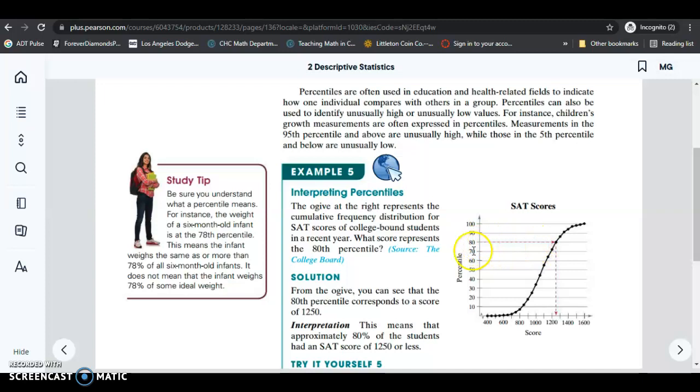But in any case, from the graph we can see that the score at the 80th percentile is approximately 1250. That's not a great way to determine the score that corresponds to the 80th percentile, because that can be very imprecise, depending on how you read the graph. But in any case, the solution is that from this graph you can see that the 80th percentile corresponds to a score of about 1250. So what's the interpretation of that? That's the important part. What this means is that approximately 80% of the students had an SAT score of 1250 or less.